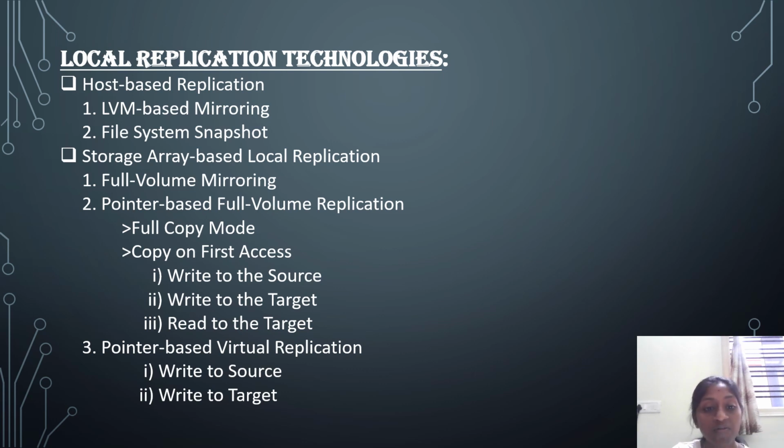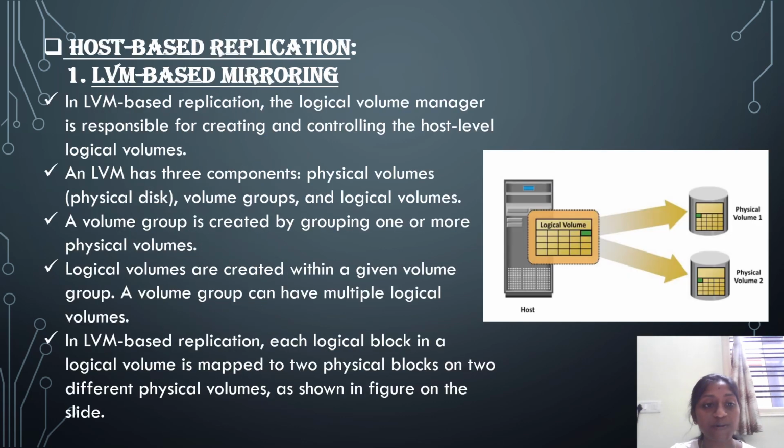Whereas copy on first access is further classified into three. The first one is write to the source, the second one is write to the target, and the last one is read to the target. And the third one in the storage array based local replication is pointer-based virtual replication, which is simplified into two: write to source and write to target. Now let's look into them one by one. Host-based replication.